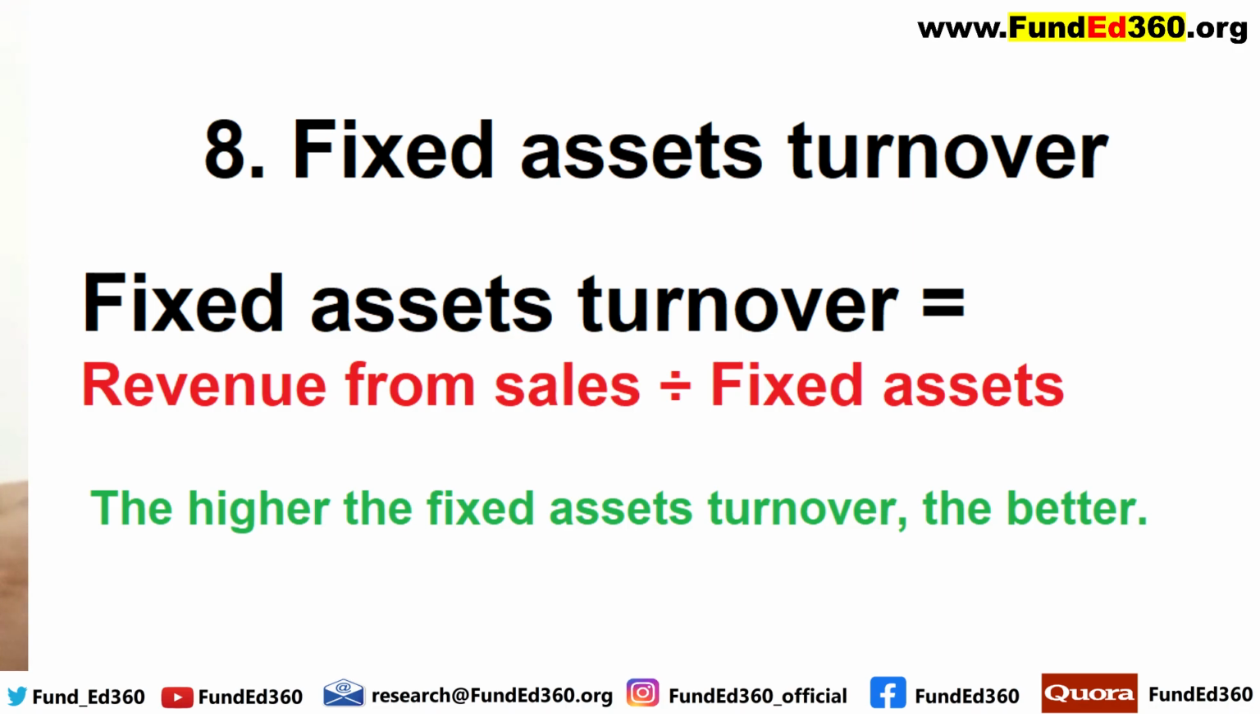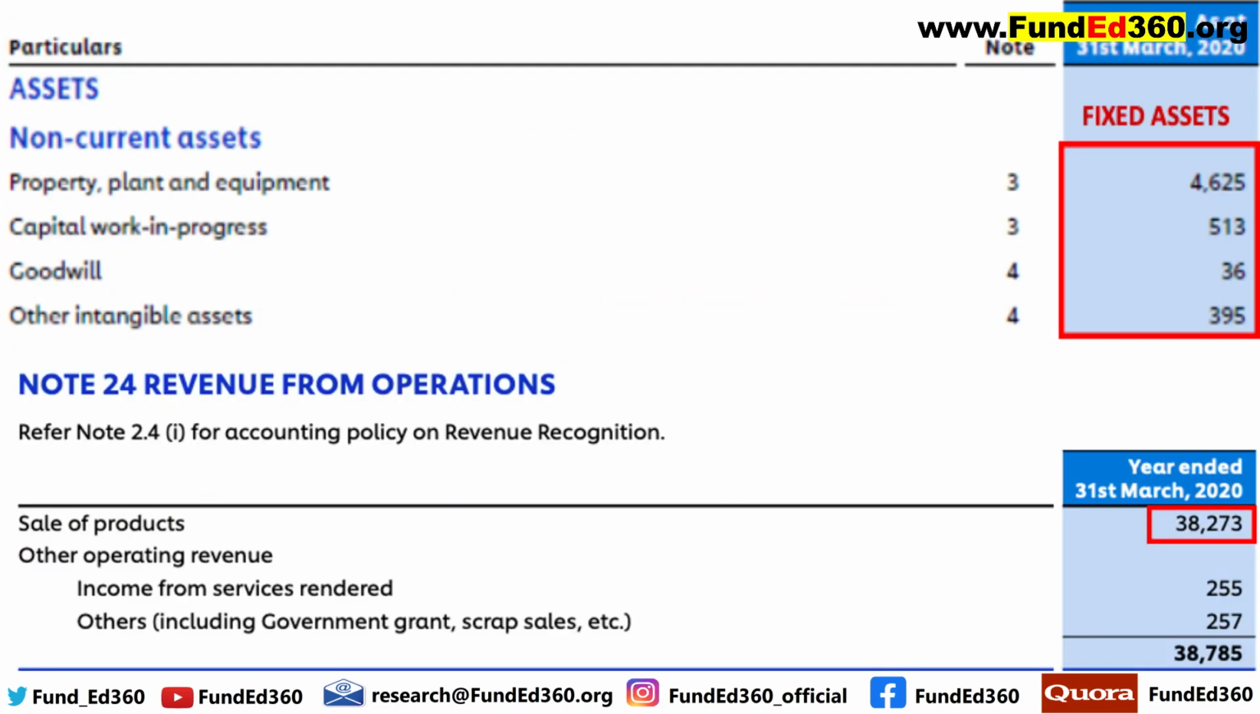How can you find the fixed assets? If you have some value for property, plant or equipment, add that with capital work in progress, with the goodwill, that kind of thing and other intangible assets. If you sum it up, you will get the fixed asset. So in the case of HUL, from the balance sheet you can find that the fixed asset is 5,569 crores.